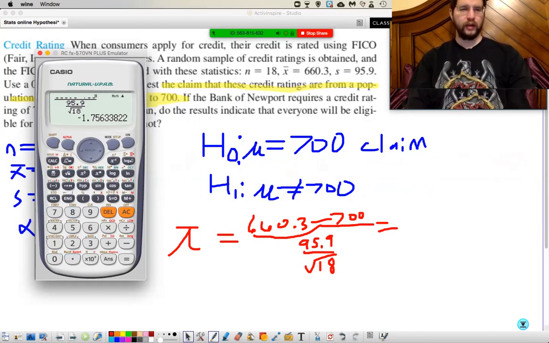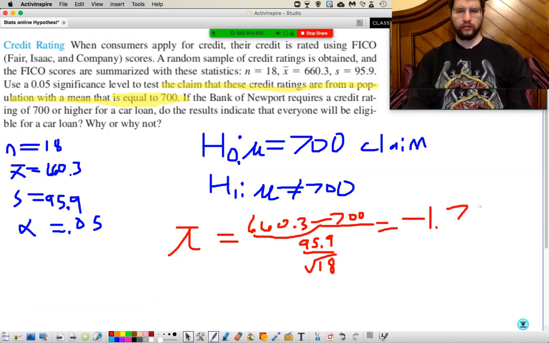Okay, here's a decent one. Negative 1.7563. At 1.7563.